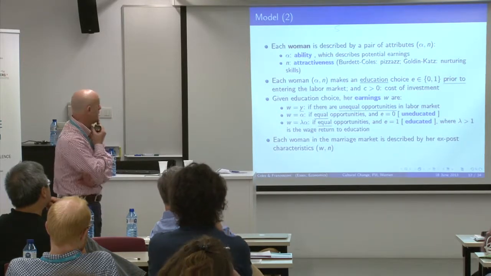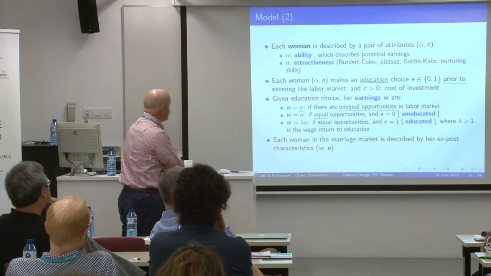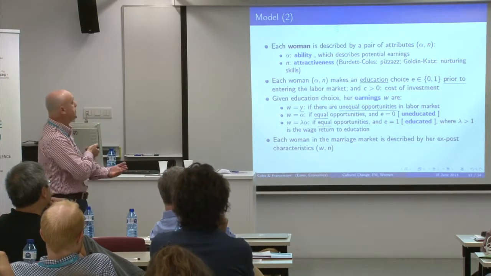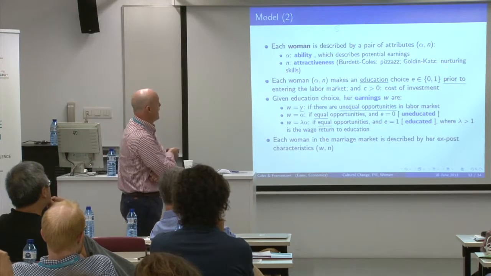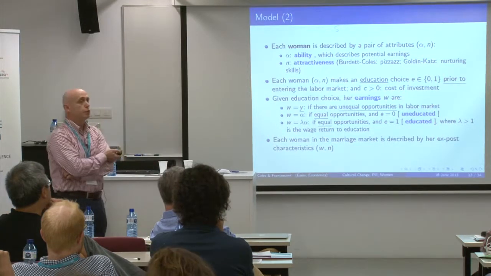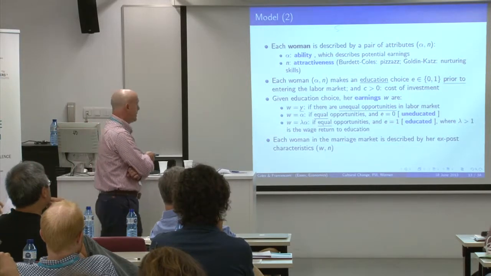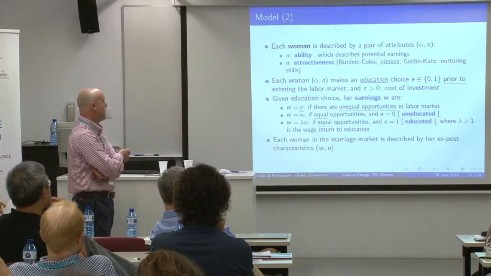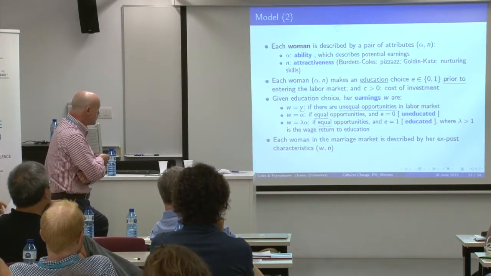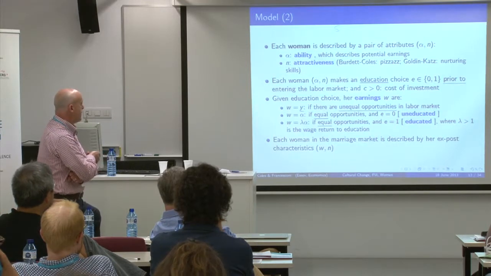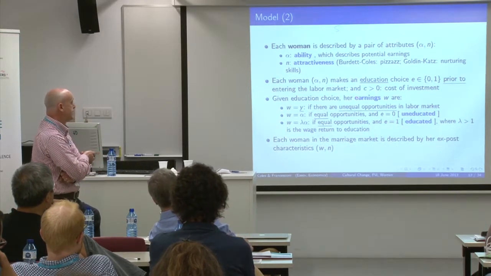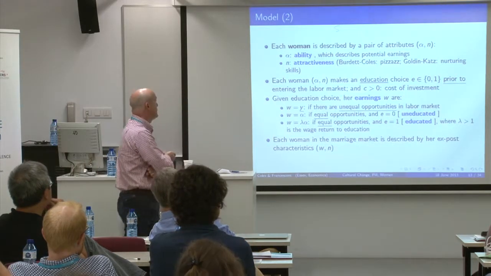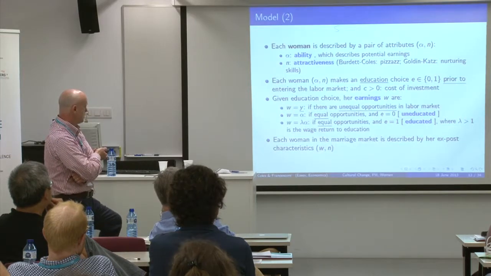All right, so each woman, then, with characteristics alpha and N, will make an education choice before entering the labor market. And this is just a dichotomous decision, 0-1: she's either educated when E is equal to 1 or uneducated when E is equal to 0. Getting educated comes with a cost, C, which is bigger than 0, and that's capturing the cost of investment.